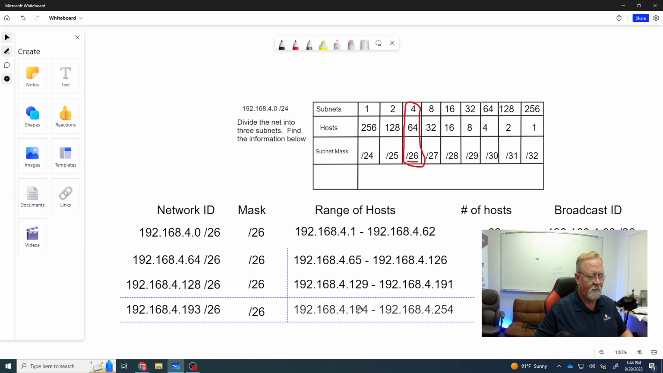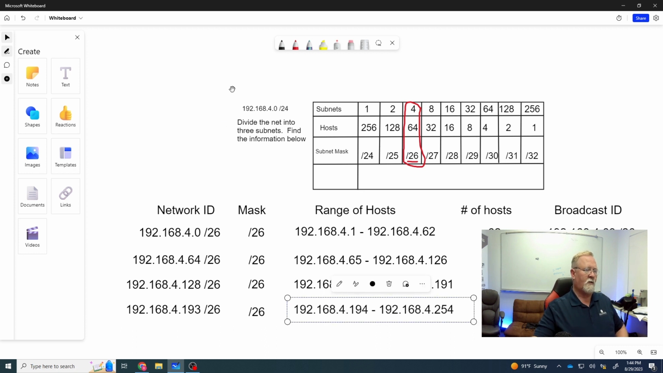So let's go back and review. The original question was we needed 3 subnets with as many possible hosts as we could possibly get in there. We needed the network ID, the broadcast ID, the new subnet mask, number of hosts and what range those hosts would fall into for each of the new 3 subnets. Well, we couldn't divide it into 3, but we could divide it into 4, and that would still give us the maximum number of hosts that we could have.